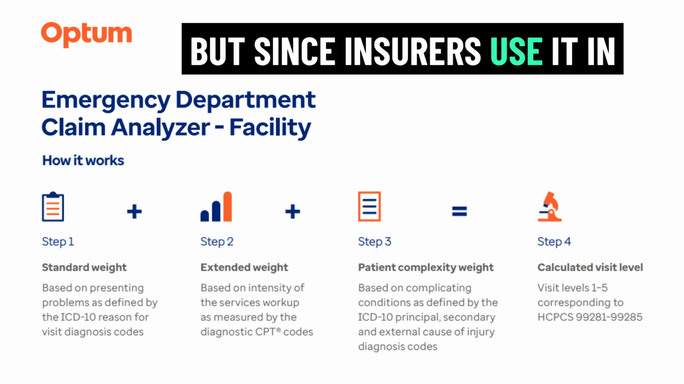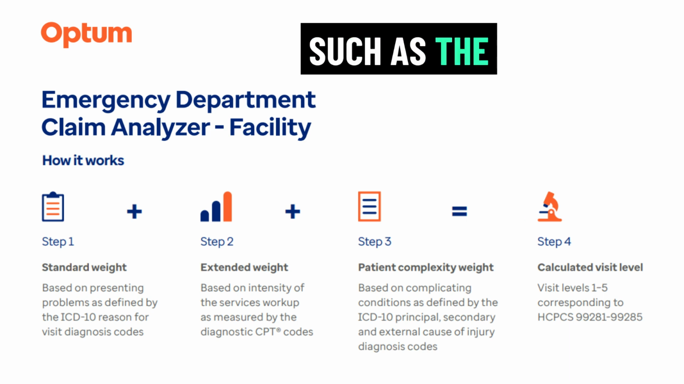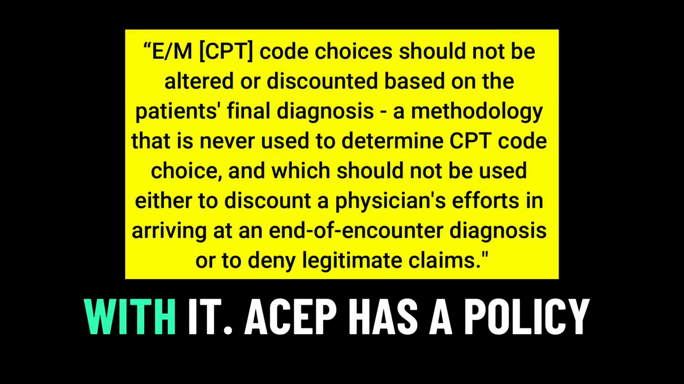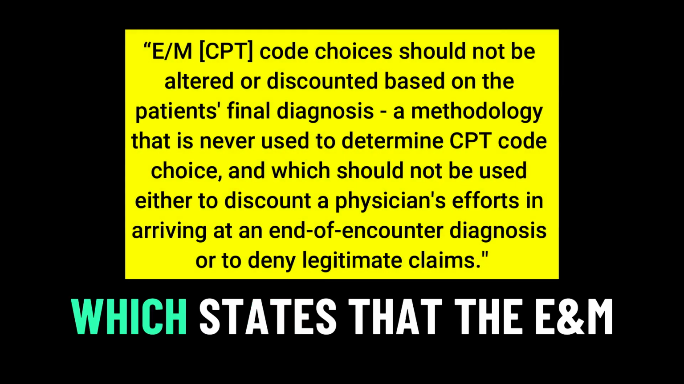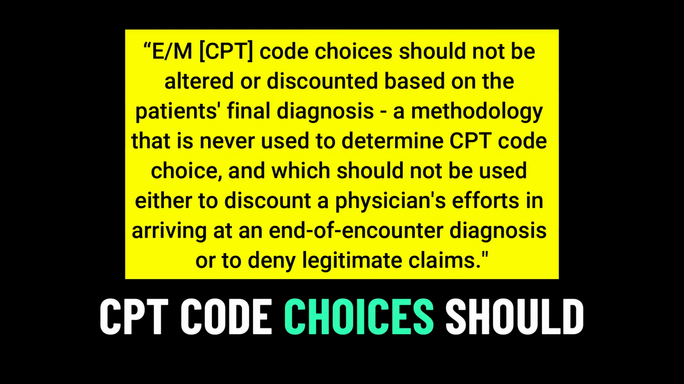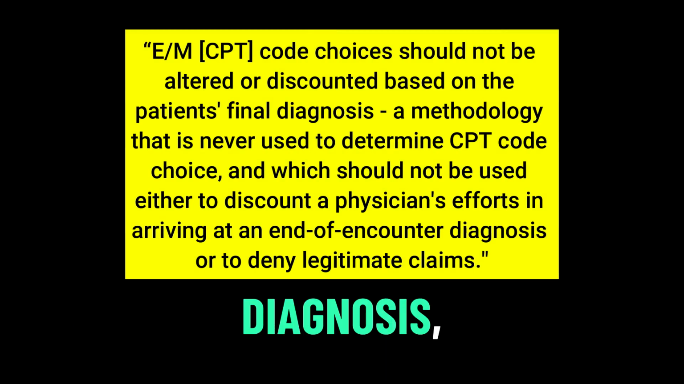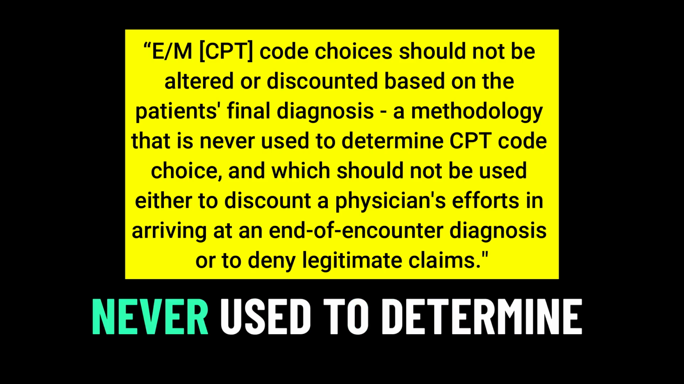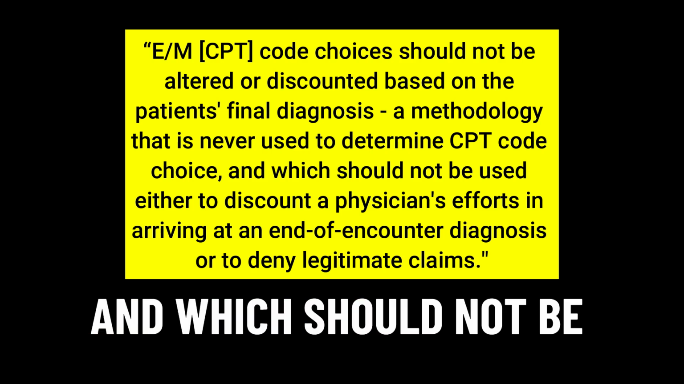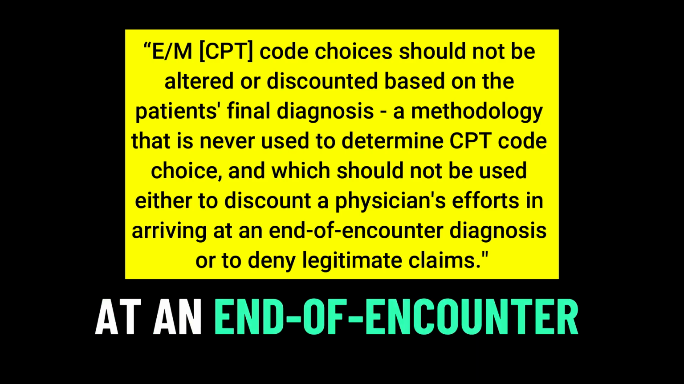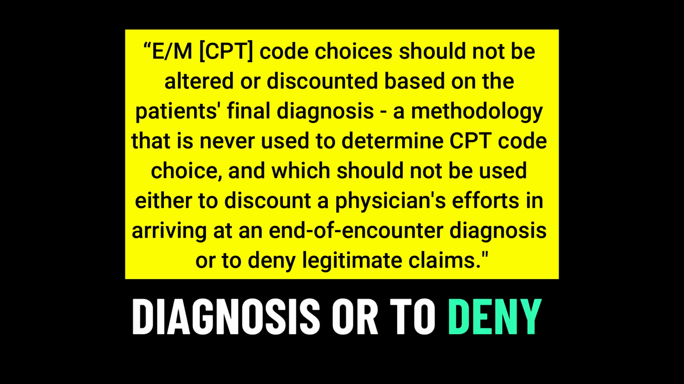But since insurers use it in some complex algorithms such as the United Healthcare Emergency Department Claim Analyzer, they somehow get away with it. ACEP has a policy on this, which states that the E&M CPT code choices should not be altered or discounted based on the patient's final diagnosis, a methodology that is never used to determine CPT code choice and which should not be used to either discount a physician's effort in arriving at an end-of-encounter diagnosis or to deny legitimate claims. So how does this affect billing?